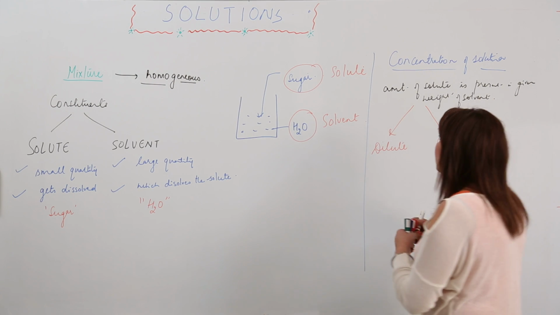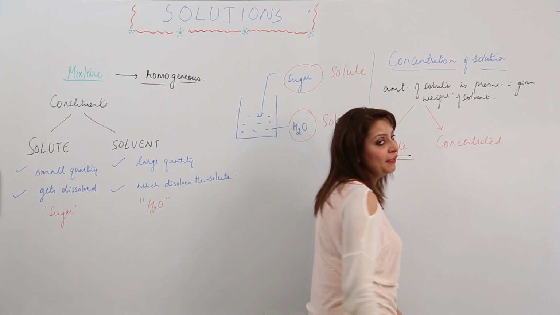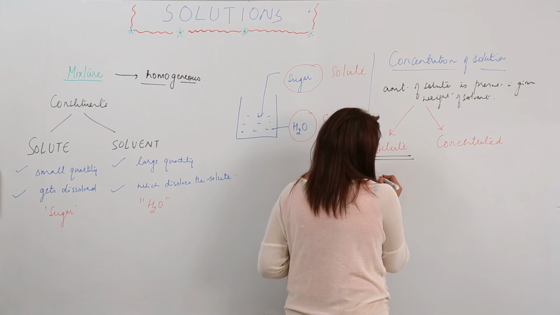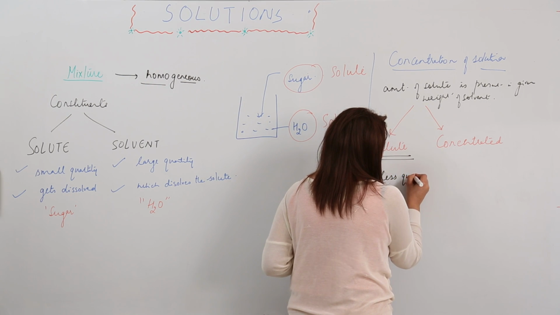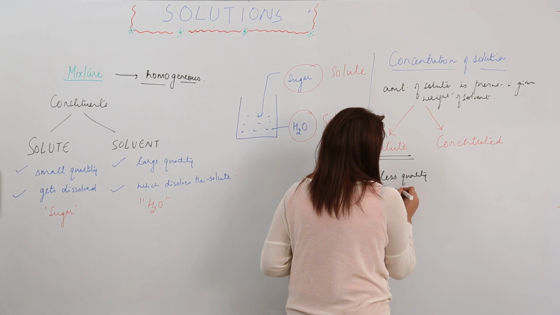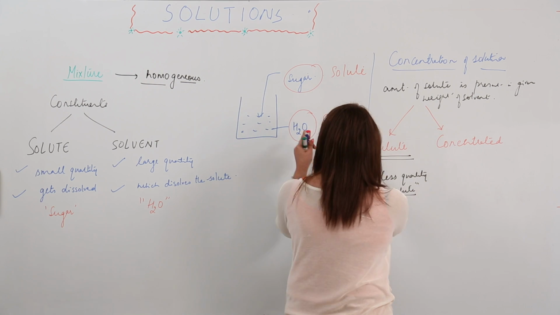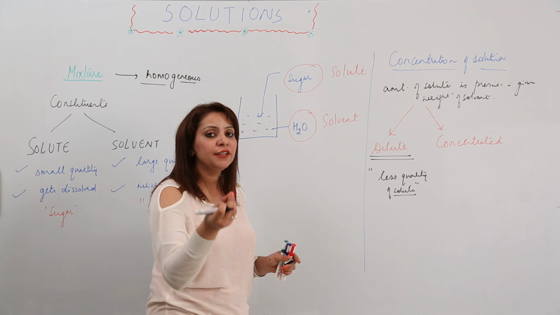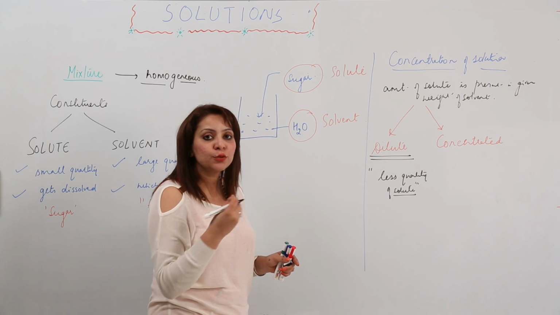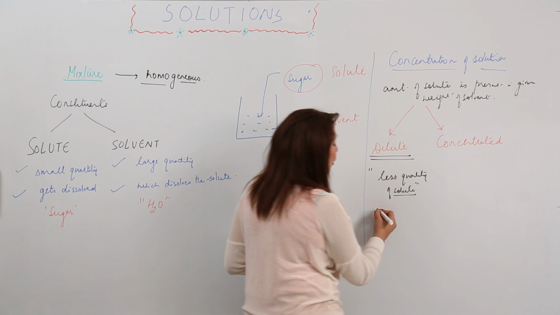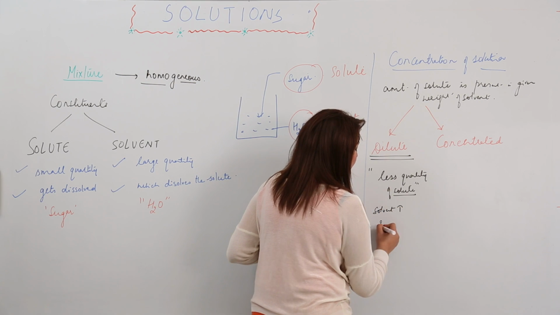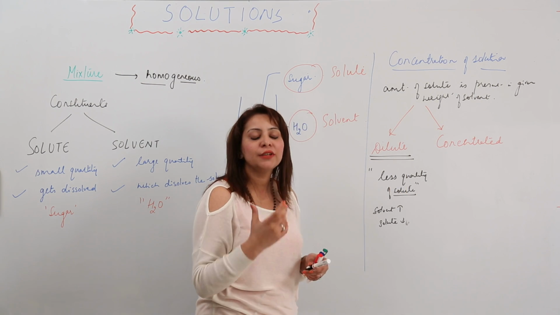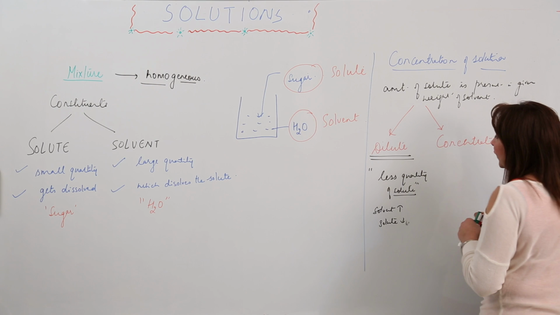Now, what do we mean by saying that the solution is dilute? If you tell me that your solution is dilute, you mean that it contains a less quantity of solute. That means the quantity of sugar, if I take this example, is too small and the solvent quantity is too high. So any solution which contains more solvent and less solute is said to be dilute.